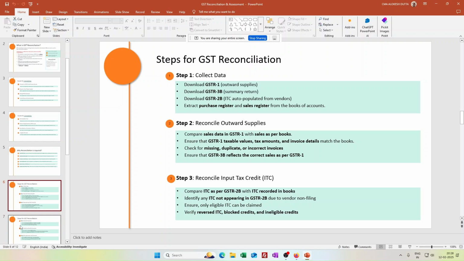Verify the reversal of ITC on blocked credits and ineligible credits. If you are having blocked credits or ineligible credits, you should not touch that one. You should keep it set aside. It should be showing in the portal. When the other party finds out, he can send the rectification. For that, you have to keep the space.